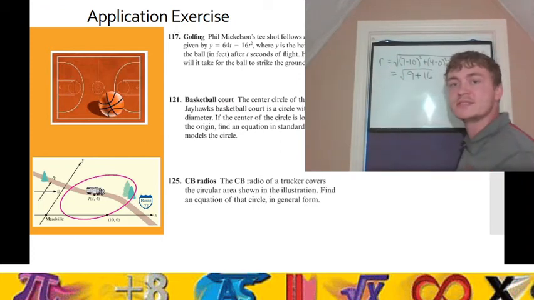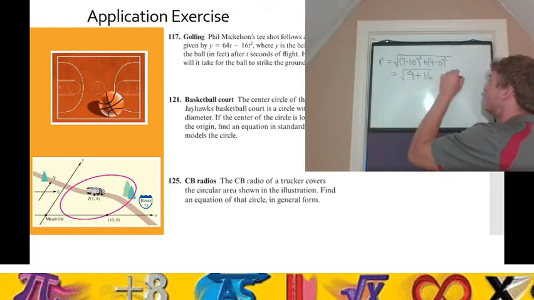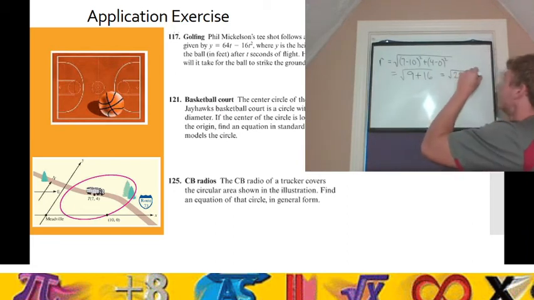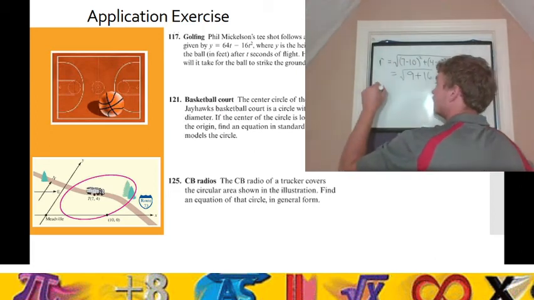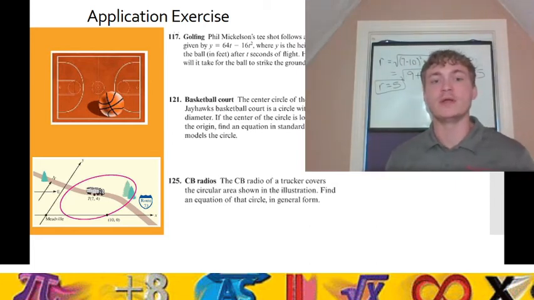So our radius is the square root of 9 plus 16. Well, 9 plus 16 is 25. 25 is a perfect square, therefore the square root of 25 is 5. So we have found our radius. Our radius equals 5. We found that radius simply by finding the distance between our center, which is a fixed point, and one point on the outside of our circle.